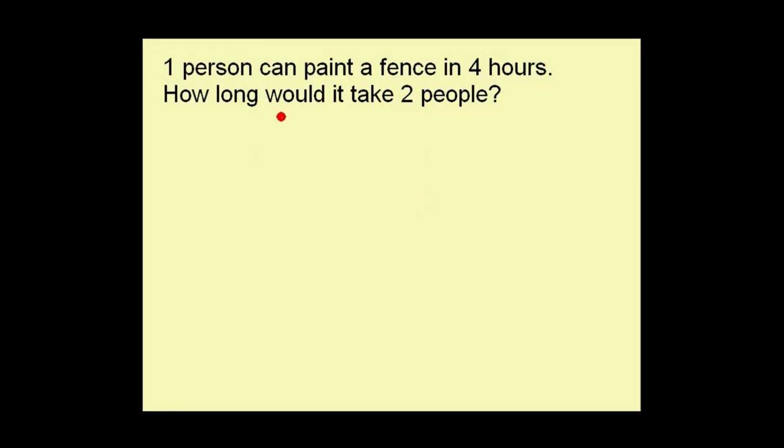I'm going to start this question in the same way as before. I'm told that one person can paint a fence in 4 hours. And I want to know how long it would take 2 people. Now it's really tempting to say we've multiplied by 2 over here, so we multiply by 2 over here. But hang on a moment and think.